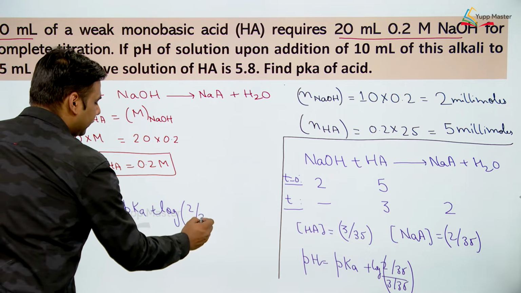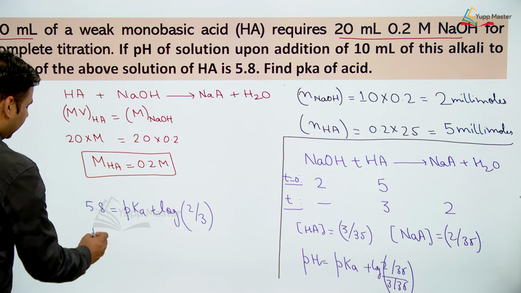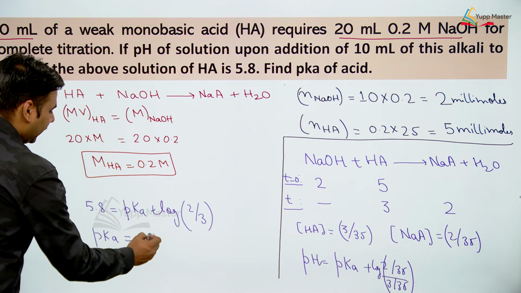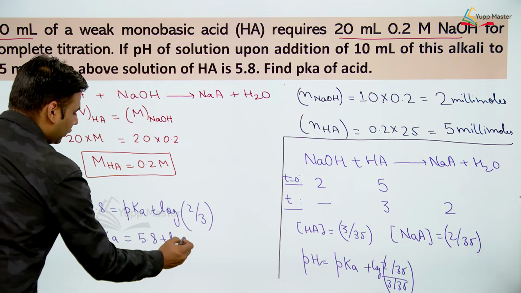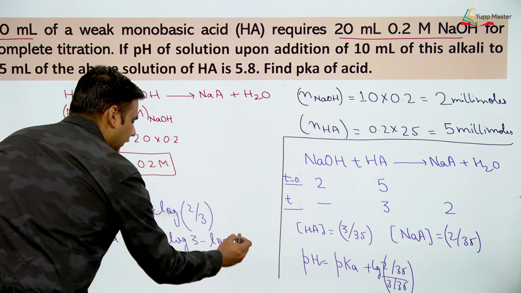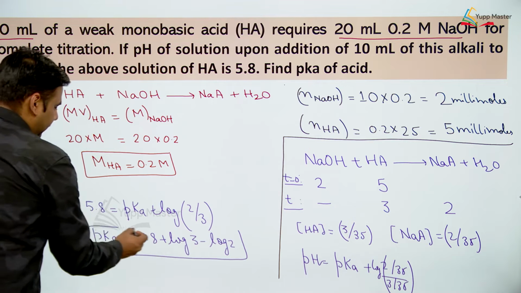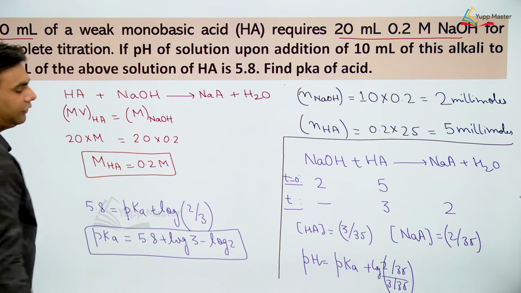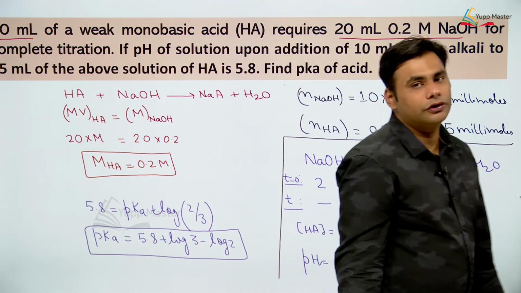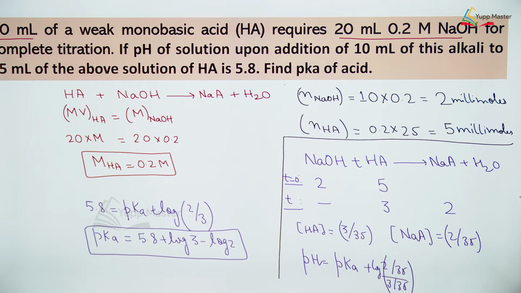So log 2 by 3 is basically log 2 minus log 3. So when we take this over here, pKa will become 5.8 plus log 3 minus log 2. So you can just put the value of log 2, which is 0.3. You can put the value of log 3, which is 0.47, and you will get this answer. Okay. So I hope this question is clear to you. You can have a snapshot of this as well.